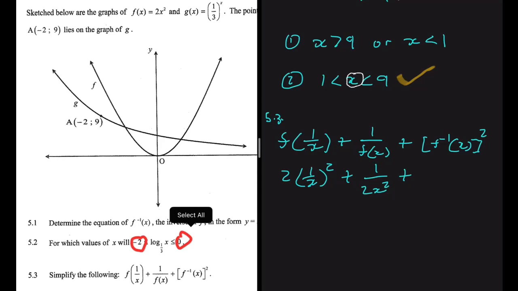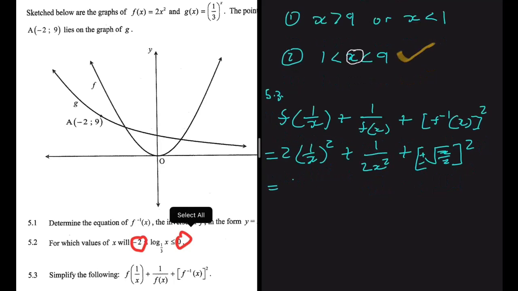We have calculated f inverse. We know that f inverse is the square root of x divided by 2. We have a plus or minus here, right? And then we're supposed to square that. So if we compute that, we're going to have 2 multiplied by 1 divided by x squared, right? So we're going to have 2 divided by x squared, and then plus 1 divided by 2x squared, and then plus, so we square the square root of x divided by 2, so that will just be x divided by 2, right?